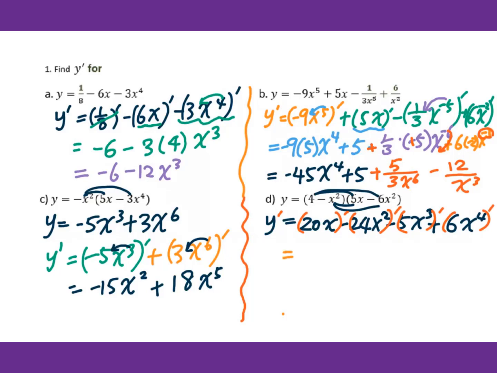You will get the 20. Linear function, the slope will be the derivative, minus 24 times 2 is 48x, minus 15x squared. Drop down, that's a 24x to the 3rd power.